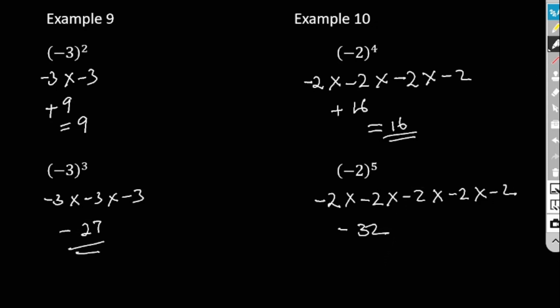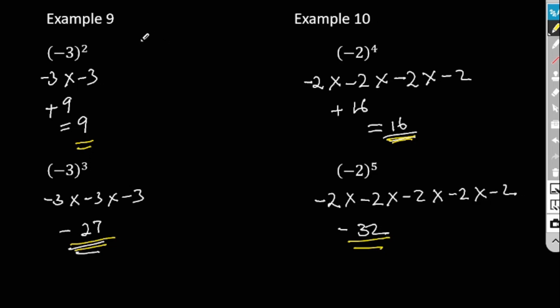Now, there's an interesting pattern forming here: whenever you have a negative number inside the bracket and you're raising it to a power that is an even number, the final answer is always going to be a positive product. And if you have a negative number and you are raising it to a power that is an odd number, like in this case 3 and 5, the final answer you're getting is always a negative product. That's a very important concept in maths. But I want you to pay attention to this.